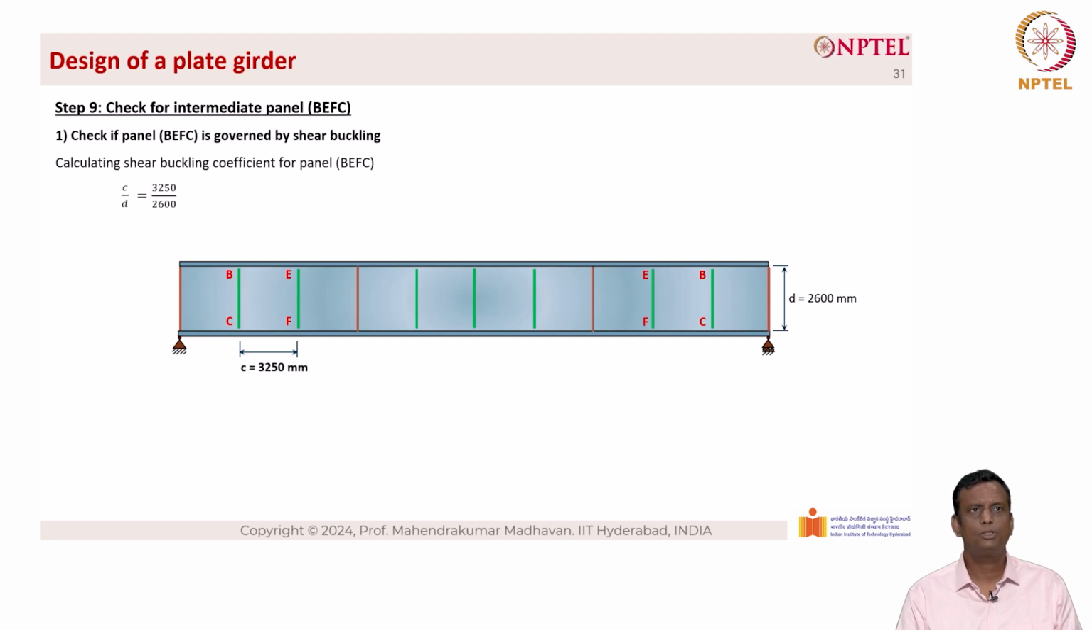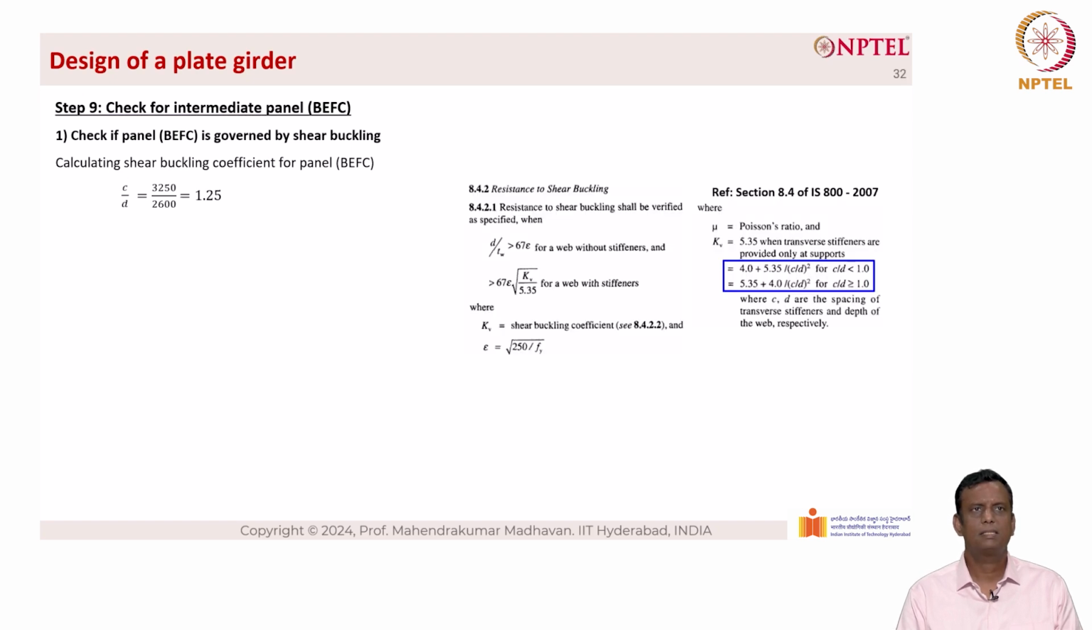So the C by D ratio becomes 3250 divided by 2600, which is equal to 1.25. When C by D is greater than 1.25, the shear buckling coefficient equation changes. So the equation now becomes 5.35 plus 4 divided by (C by D) the whole square, for C by D greater than 1.0, as given on the right hand side, which is boxed in blue color. So we substitute the value of 1.25 here in this equation, so it becomes 7.91.